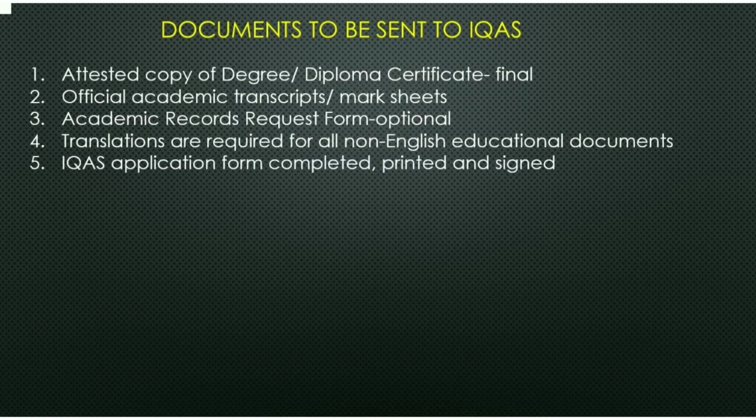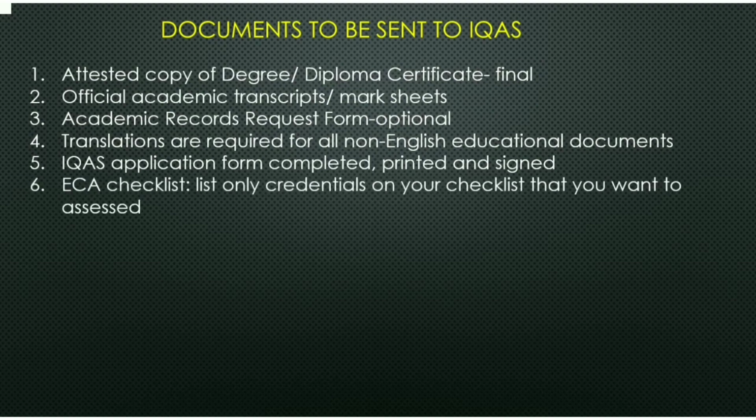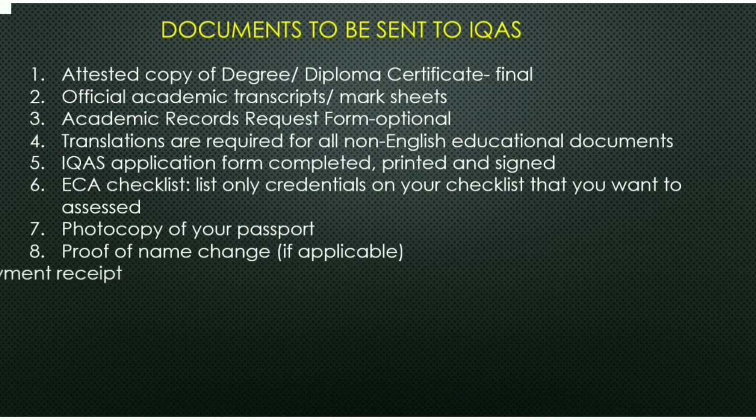And the fifth one is the envelope has to be included with the IQAS application form, which is completed, and it has to be printed and signed. And checklist of the ECA, the list should include the credentials on your checklist that you want to assess, and the photocopy of your passport, proof of name change if applicable, and the payment receipt. So in IQAS, the documents are more as compared to the WES.